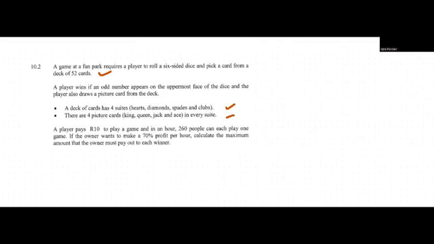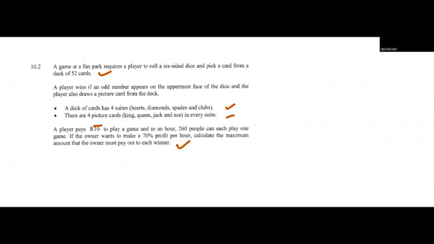A player pays R10 to play a game. In an hour, 260 people can each play one game. If the owner wants to make a 70% profit per hour, calculate the maximum amount that the owner must pay out to each winner. Okay? So the problem statement is like that.